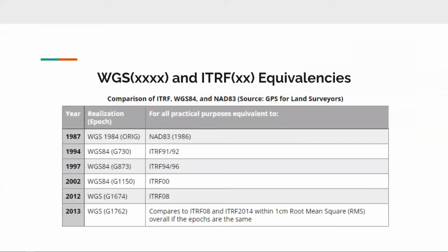Again, these slides will be posted if you ever want to reference these numbers right here. The 2013 right here is going to be the most commonly used realization of WGS, which is the 1762. That's going to be equivalent to ITRF 08, within about a centimeter accuracy. So for a lot of WGS and ITRF applications, the accuracy is probably going to be closer to at least a foot or more.